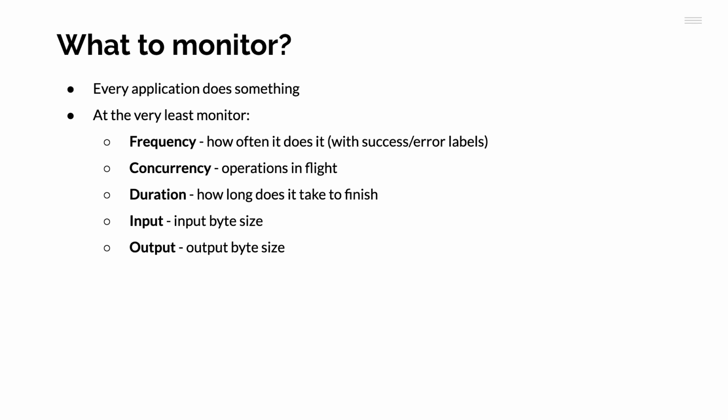So most of us, when we think about metrics, we have applications. Those applications do something. If they didn't do anything, you wouldn't even have them, okay? So at the very least, we monitor how often we do this thing. Do we have more than one instance of our application doing this thing at the same time? What's the duration of each of these processes or procedures? And usually input byte size, output byte size, and you might have many other application-specific metrics, but at the very least, you would be monitoring these things with some labels for status of success and so on.